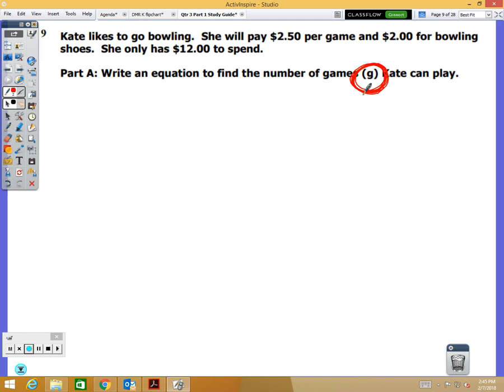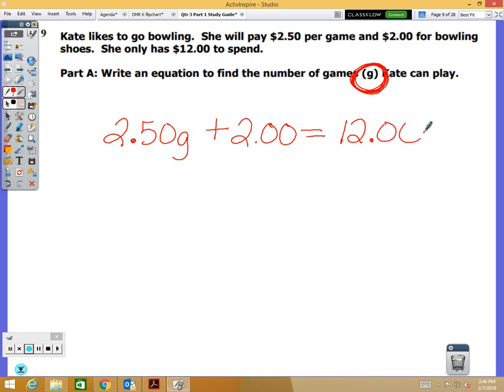So it's going to be $2.50 per game. So $2.50 times however many games she's playing, plus $2 for her bowling shoes. All of this is going to equal $12. Some people wrote an inequality. Does it say write an inequality? No, it says write an equation. That means you have to have an equal sign. Some people didn't have an equal sign.